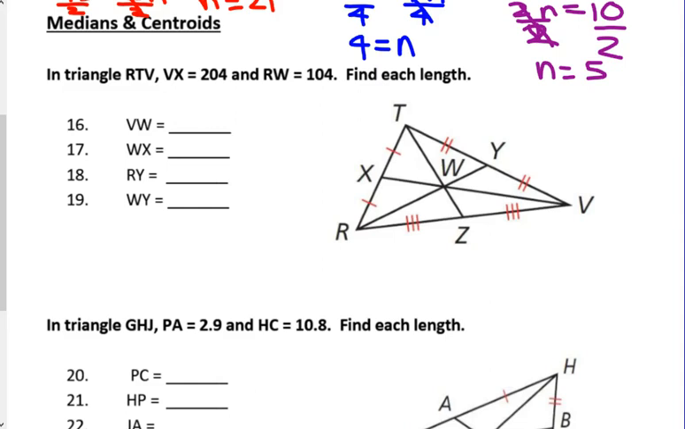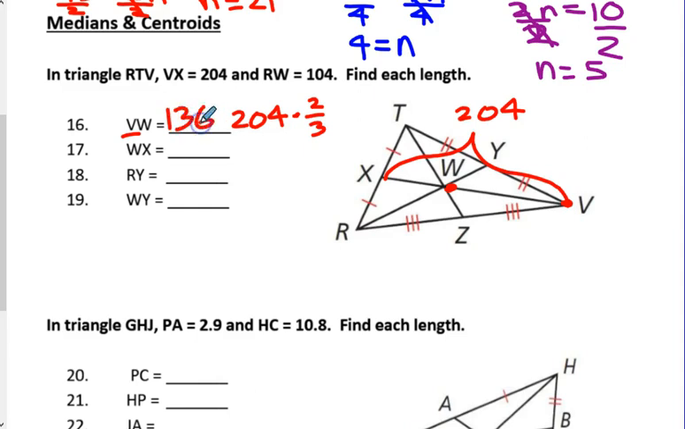it says VX is 204. So I know from here to here is 204. And I'm trying to find VW. Now VW is the larger part. And the larger part we learned is 2/3. So to find VW, I'm going to take the whole thing, 204, times 2/3. If I put that in my calculator, I'm going to get 136.